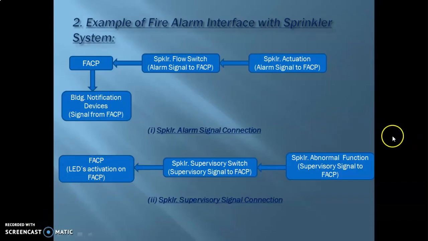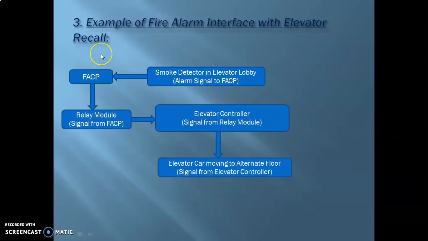So the next system interface that we will be talking about is the fire alarm system interface with the elevator for the elevator recall function. Here again you can see the activation of the smoke detector is what causes the signal to be sent to the FACP, which then sends a signal to the relay module, and the relay module is connected to the elevator controller, which then moves the elevator car to the alternate floor. This is done in order to allow the firefighters to gain access to the floor in which the fire is taking place.